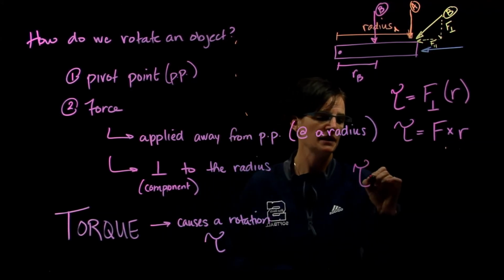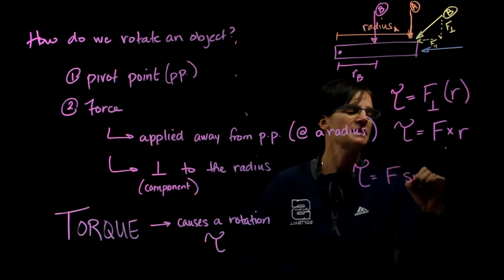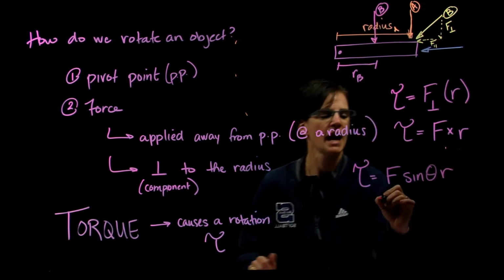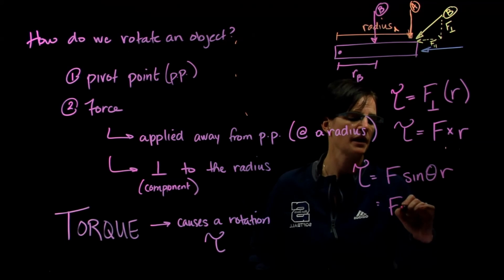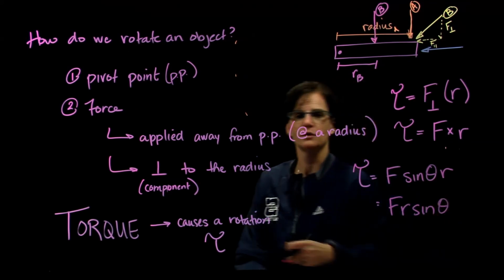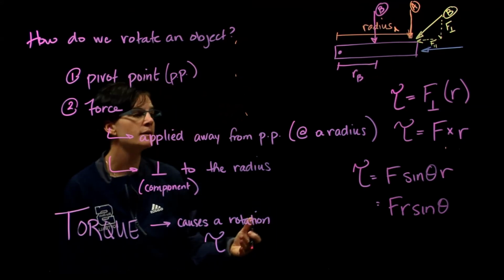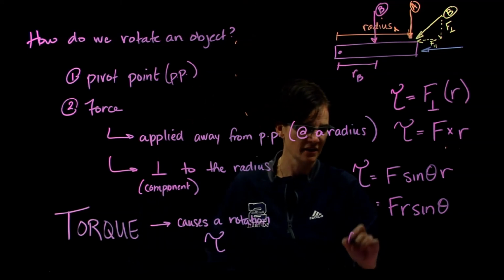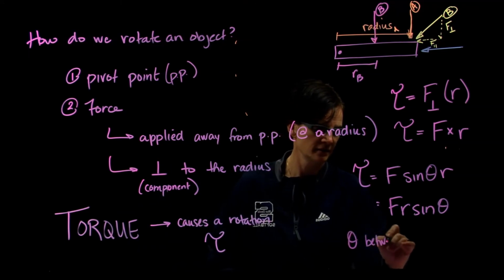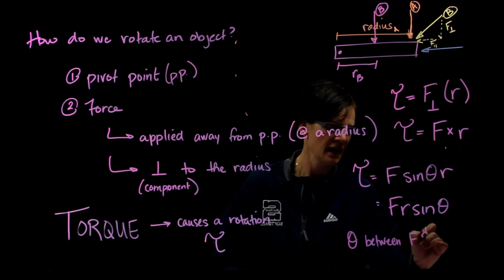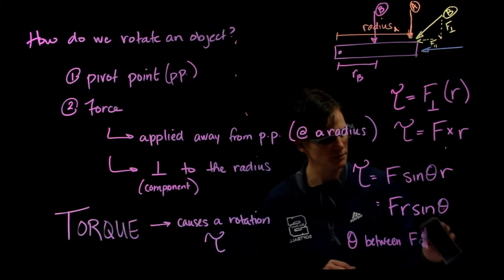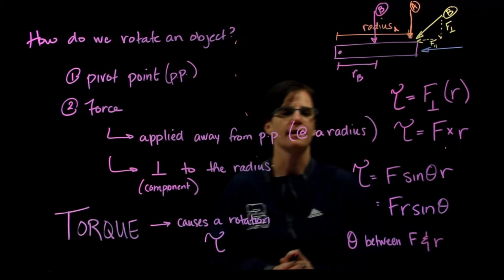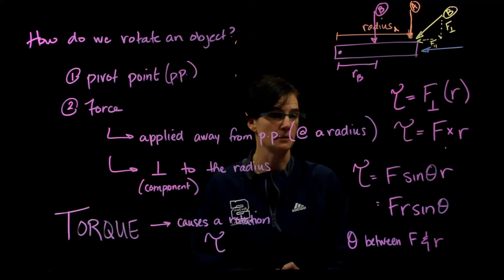The torque is going to be our force times the sine of an angle, times the radius. It doesn't matter how we write that; we might also write it as the force times the radius times the sine of the angle. What angle are we referring to? This is the angle between the force and the radius.